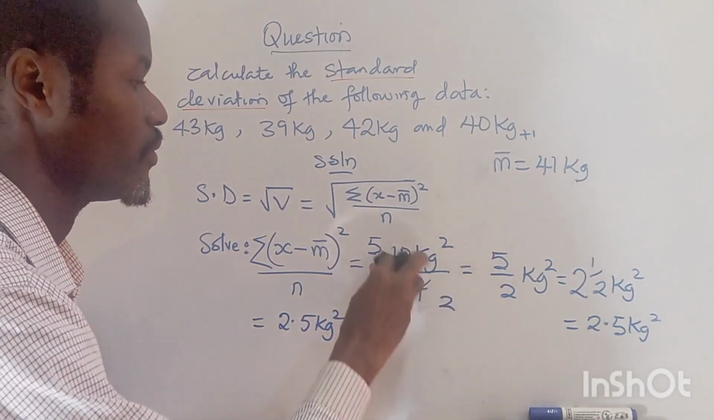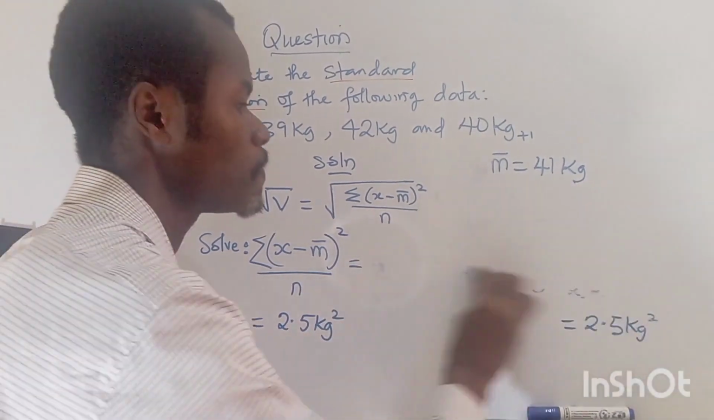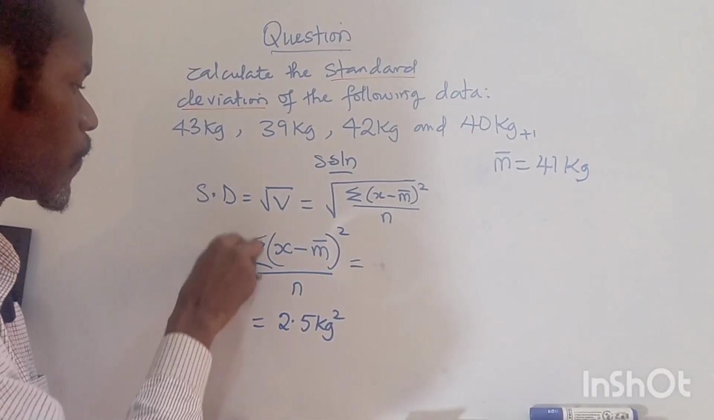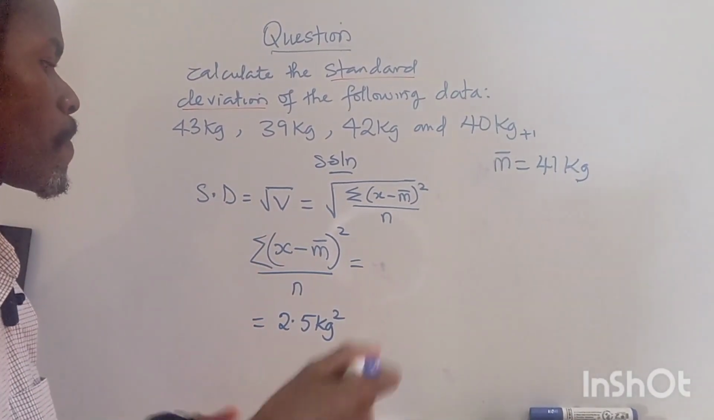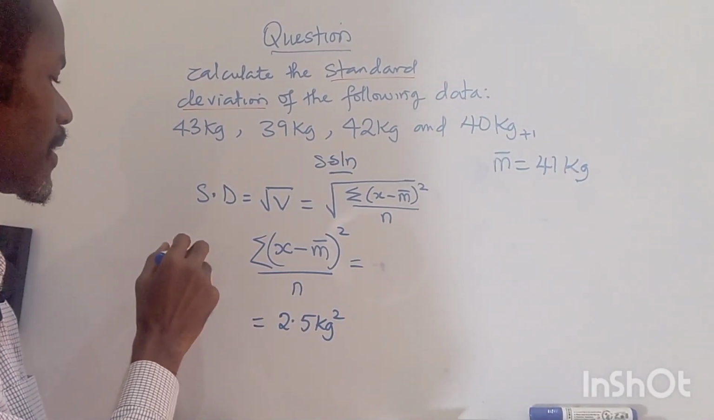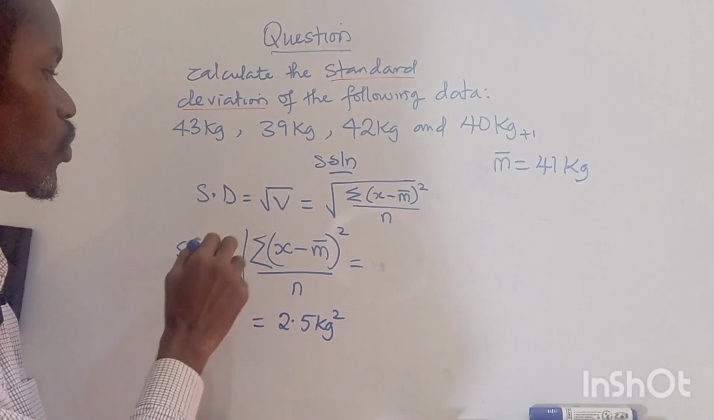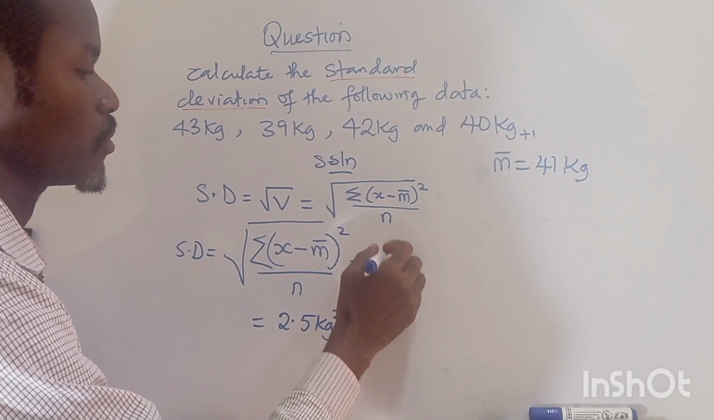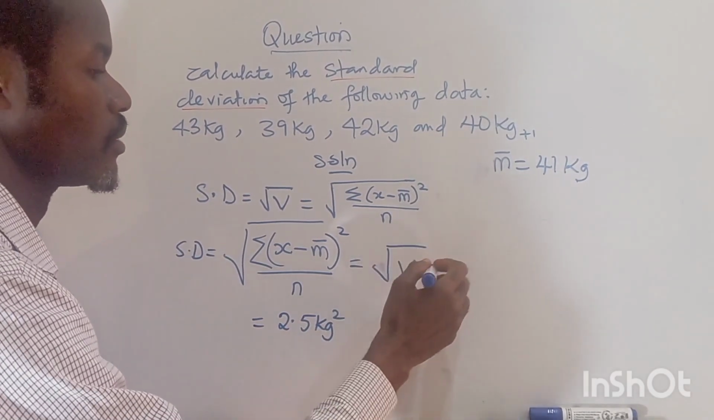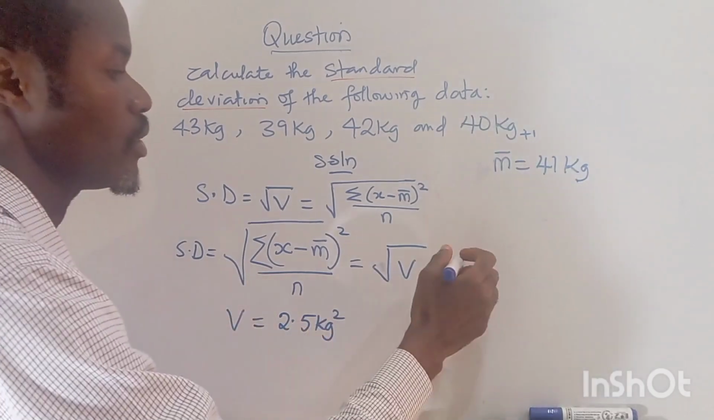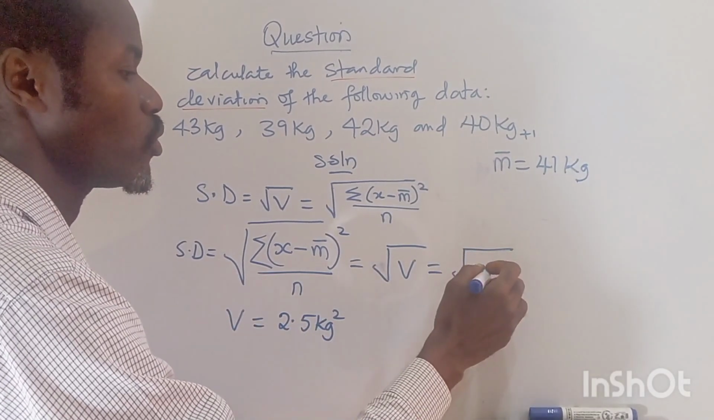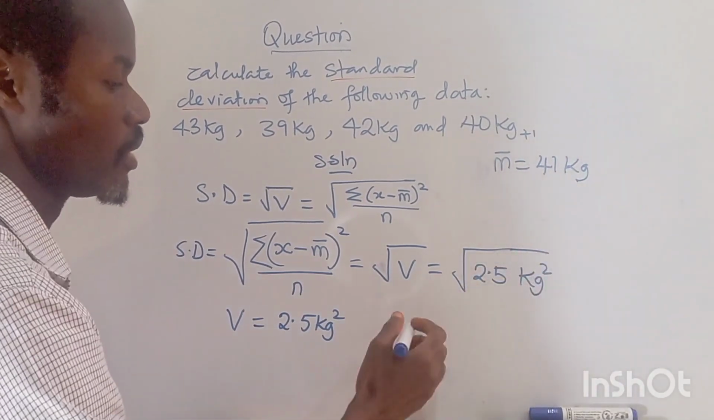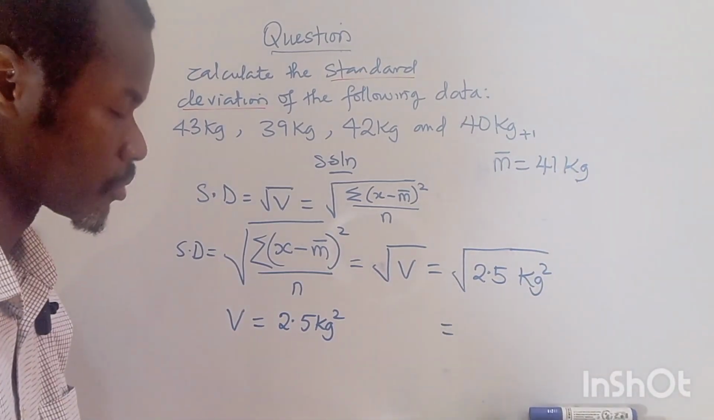So let's solve when we have the root. All we need to do is, our standard deviation is equal to the square root of all this, which is also the square root of the variance. So this is our variance. So we have the square root of 2.5 kg squared.